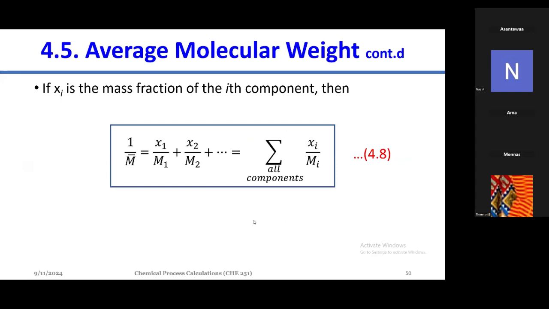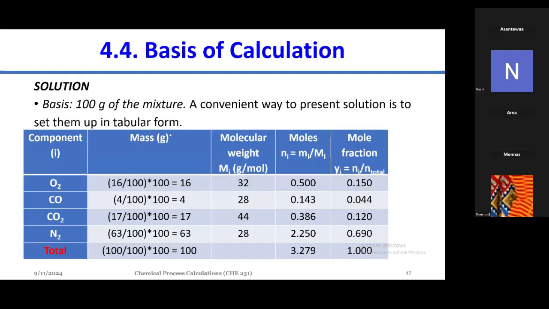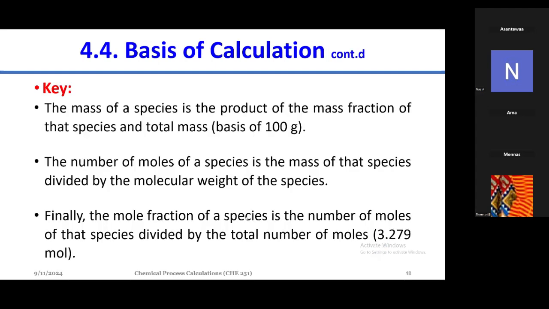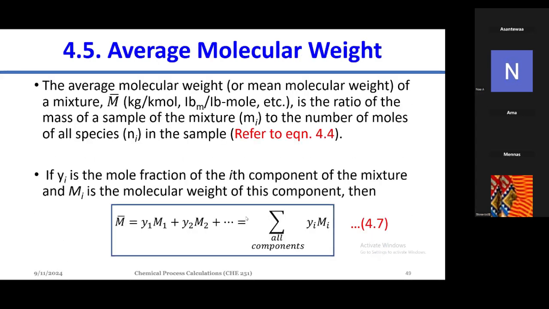But if you have your mass fractions, 1 over the average molecular weight is equal to the mass fraction of component A over its corresponding molecular weight, and you sum everything. The final answer you get, you have to find the inverse of that before you can get your average molecular weight. So from this, if we wanted to find our molecular weight based on our mass fraction, it's going to be 0.16 divided by 32 plus 0.04 divided by 28 plus 0.17 divided by 44. You sum everything, and when you are done, you need to find the inverse of that before you can get your average molecular weight. But if you have your mole fraction, you just multiply and then you sum them.